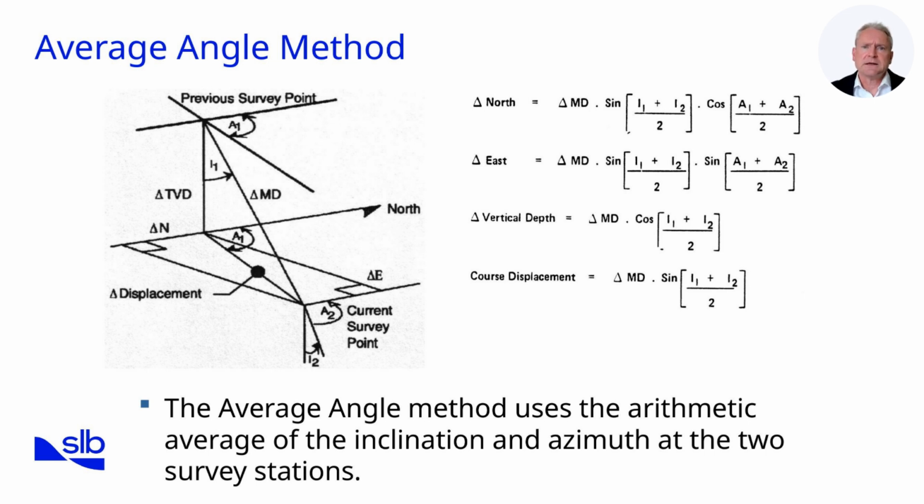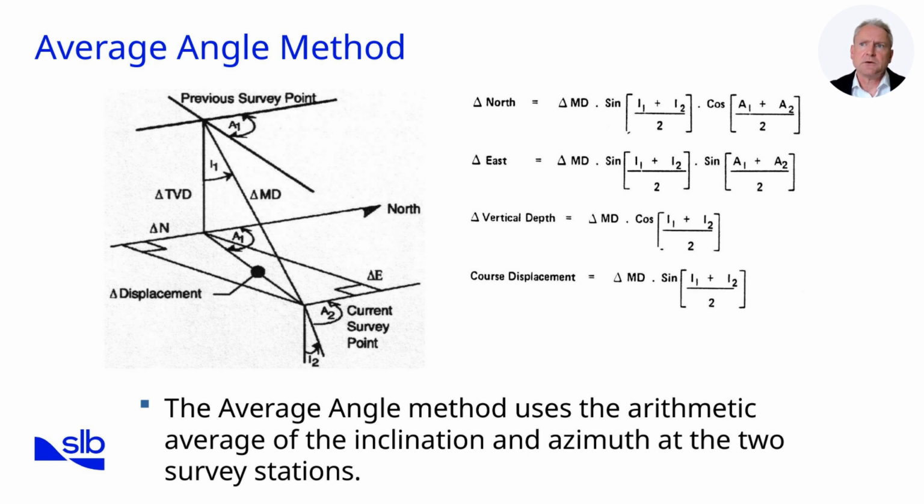Mathematically, we calculate delta north, or change in the north component, equals delta MD times the sine of the average inclination times the cosine of the average azimuth. Delta east equals delta MD times the sine of the average inclination times the sine of the average azimuth. Delta vertical depth equals the change in measured depth times the cosine of the average inclination, where delta MD is the measured depth between survey stations.